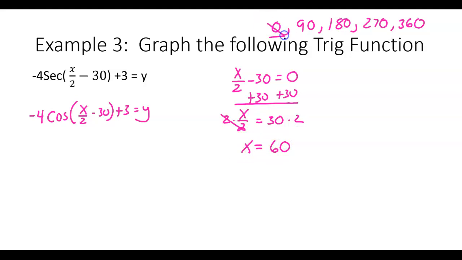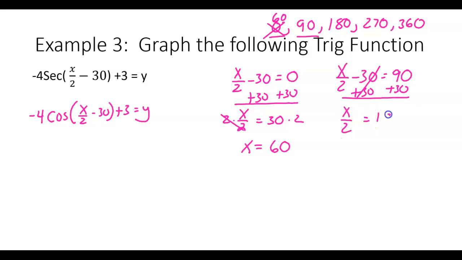So I'm no longer going to start at 0. Now I'm going to start at 60 degrees. I'm going to do the same thing with the 90. So my second angle used to be 90. But because of my horizontal transformations, after I add 30 and multiply by 2, my new second angle will be 240.